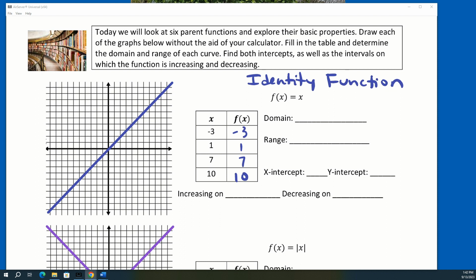What do you guys put for your domain? Yeah, all real numbers. What about your range? Good job. All right, where does this graph cross the x-axis? And the y-axis is also. All right, and then this graph, everywhere on the graph, it's increasing. So that's from -infinity to infinity. And this graph is never decreasing. All right, how'd y'all do? Good. Okay. Do you guys know what the next one is called?